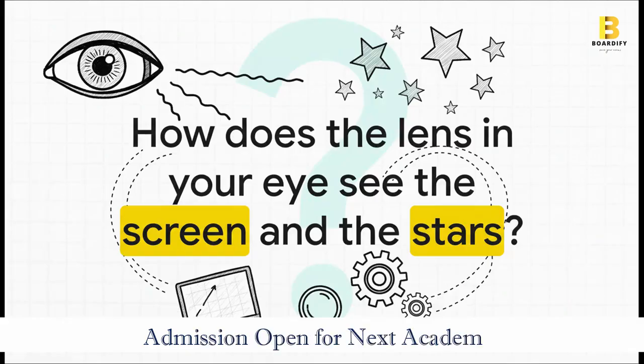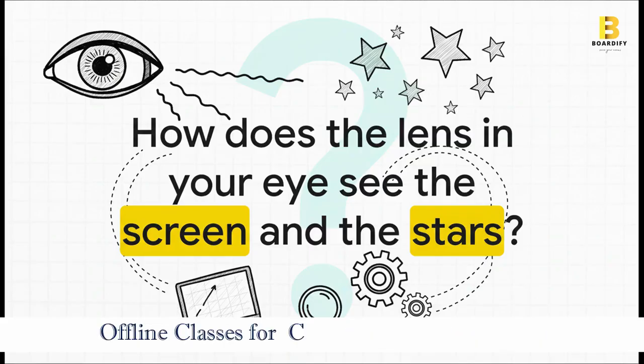I mean, really think about that for a second. How does that tiny little lens in your eye manage to see everything from the screen you're looking at right now all the way out to the distant stars? It's kind of mind-blowing, isn't it? This question is the very heart of the chapter, so let's dive in and figure it out.